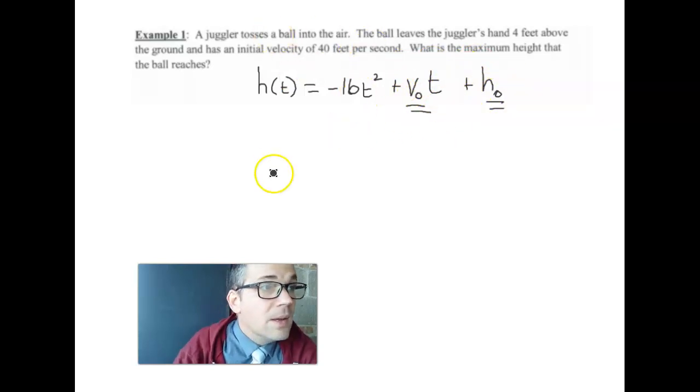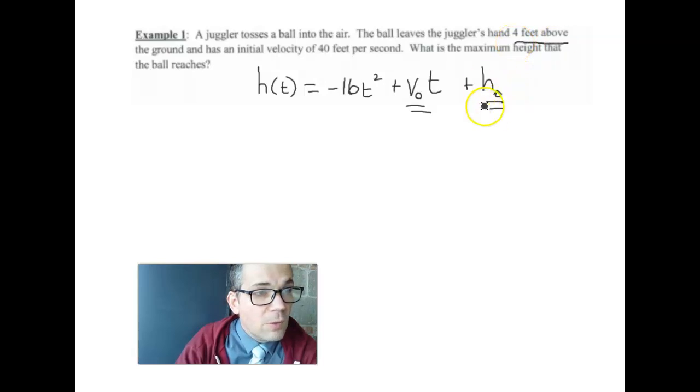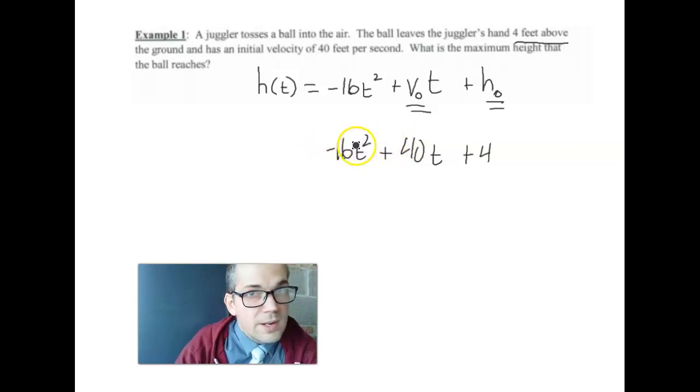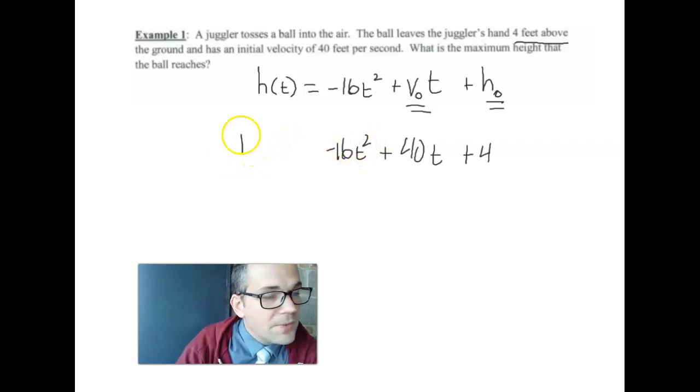reading the problem. So in this situation, we've got the juggler tossing balls in the air. It leaves his hand 4 feet above the ground, so this is going to be equal to 4. I'm just going to plug that in for h sub 0. And it has an initial upward velocity of 40 feet per second, so I'm going to change this into a 40. And then negative 16t squared is going to be just what it is because we're on Earth. That's where the 16 comes from. So this is the quadratic I'm dealing with.